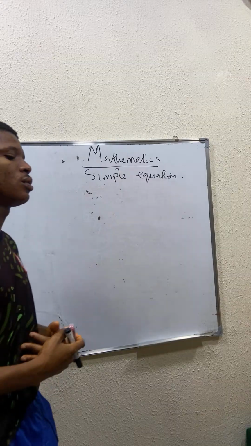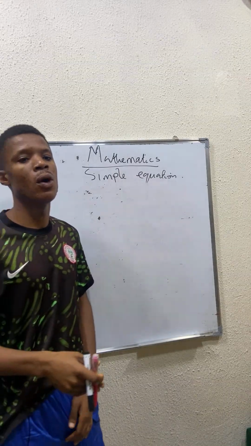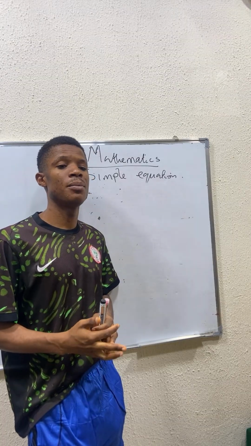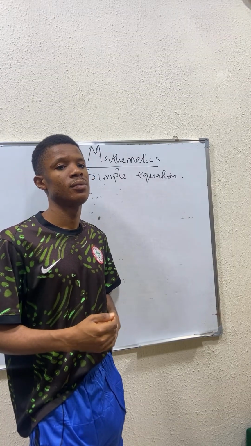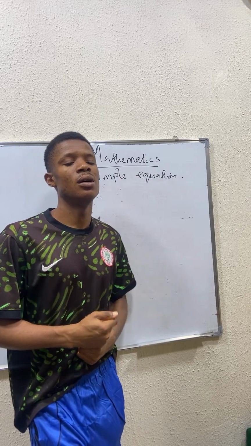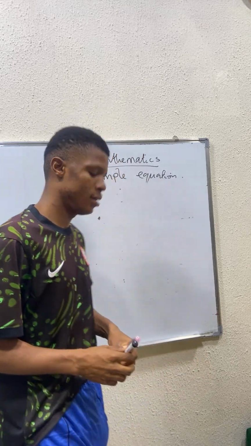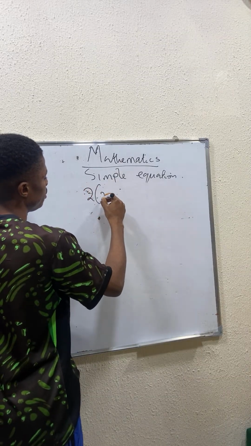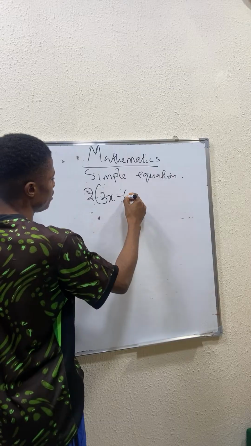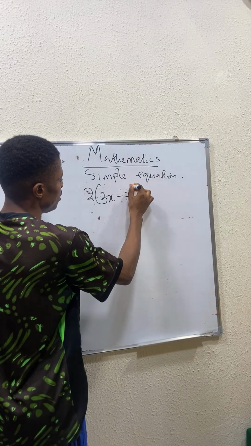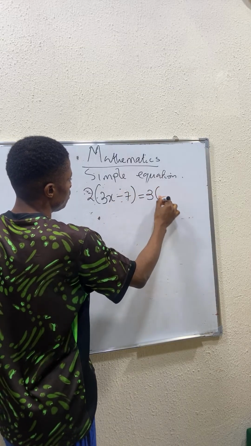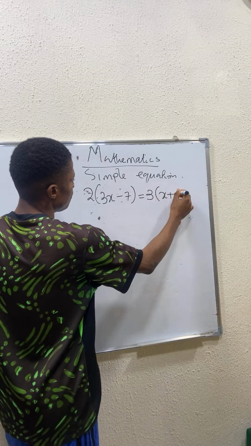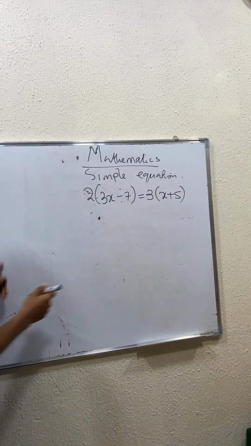There are also simple equations that involve brackets. You know what I mean by bracket? Yes, brackets, exactly. So let's say we have 2 into 3x minus 7, and that's equal to 3 into x plus 5.